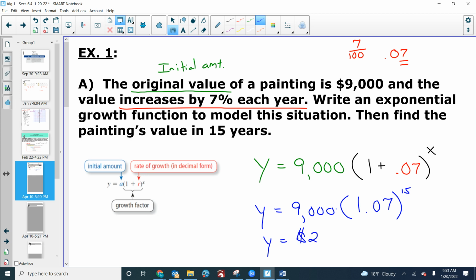Are you getting $24,831.28? Are you guys getting that? Double check your calculator work. Make sure you guys are getting that. Is that a pretty good investment in 15 years, to go from a value of $9,000 to $24,831? 7% per year.